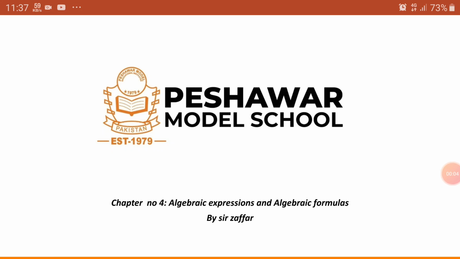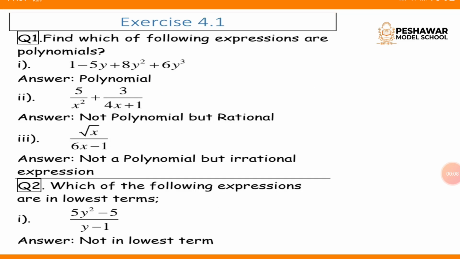Bismillahirrahmanirrahim. Chapter number 4, Algebraic Expression and Algebraic Formulas. Let's start exercise 4.1. Question number 1. Find which of the following expressions are polynomials. 1 minus 5y plus 8y square plus 6y cube.